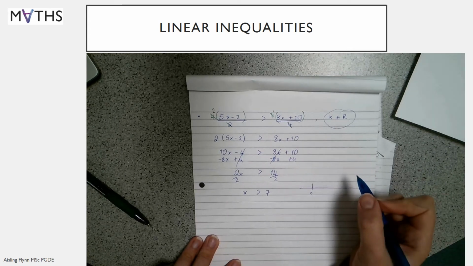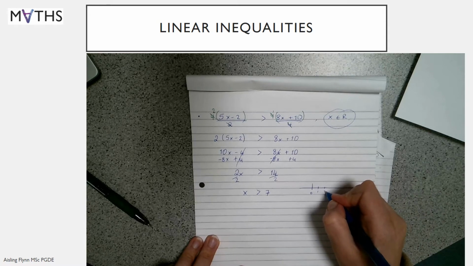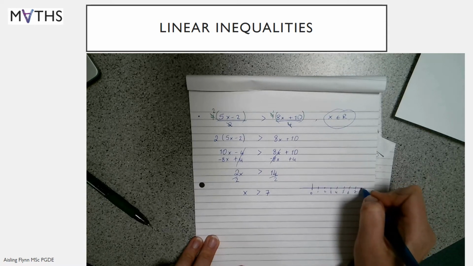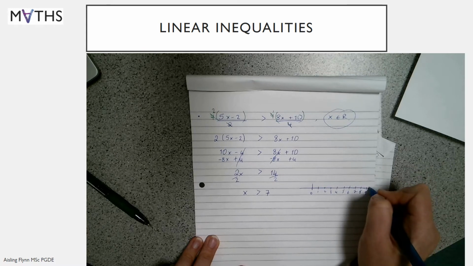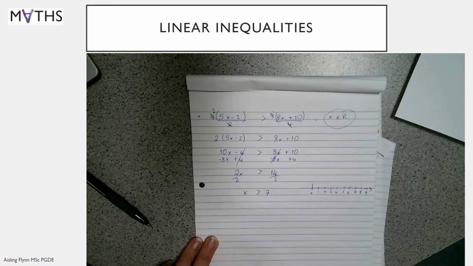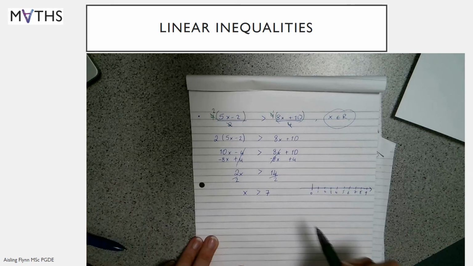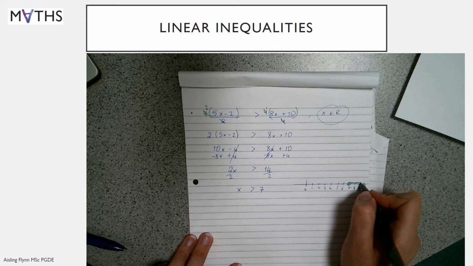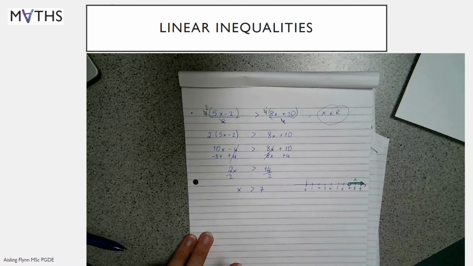So we're greater than 7, so we're going to the right. 3, 4, 5, 6, 7, 8, 9. Can it be equal to 7 exactly? No, it can't, because we don't have the equal sign. So we represent this using an empty circle and a solid line to the right for greater than. They're my possible values of x.